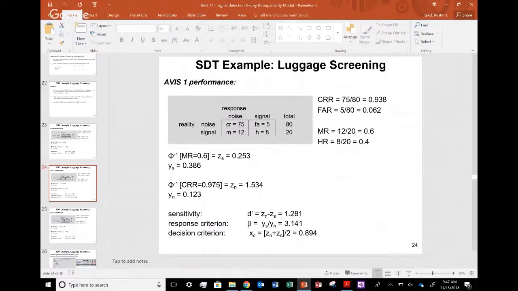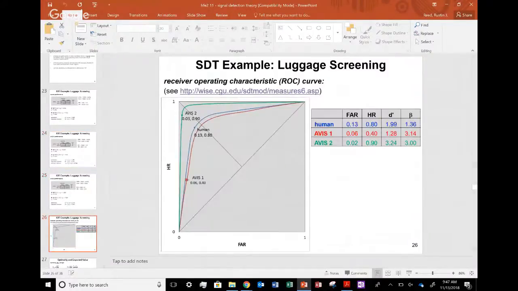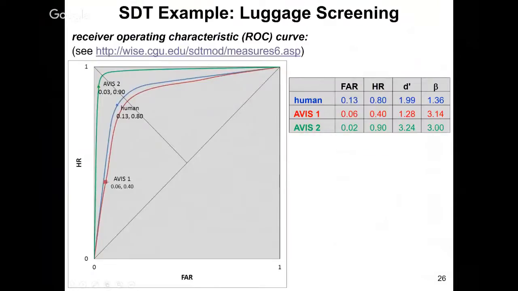Okay, so one more thing. ROC, an ROC curve, or receiver operating characteristic curve, is a way of visualizing the accuracy of a test.